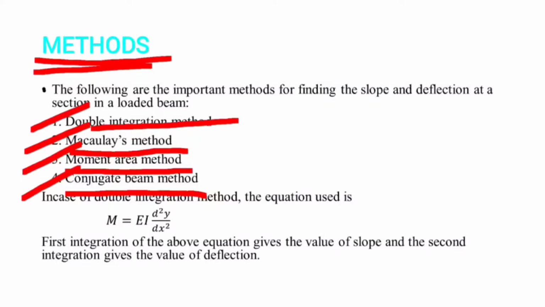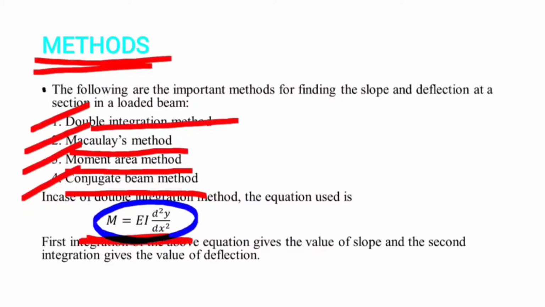In the double integration method and Macaulay's method, we use the formula of bending moment as M is equal to EI d square y by dx square. In the previous video, we saw that M is equal to EI d square y by dx square. From deflection, when derived, we get slope, and derived again, we get the moment equation. If I need slope and deflection, I have the moment equation only, that is this equation only I have.